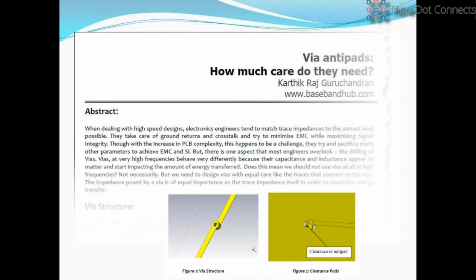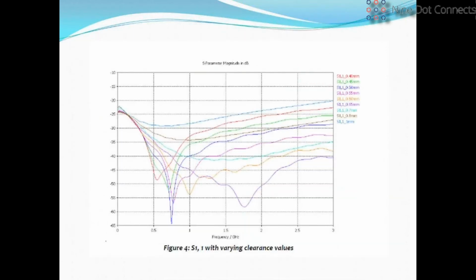This is a chart that shows the loss in decibels over a frequency range. You can see there's a great deviance, and these numbers on the right represent the anti-pads for a via that is the same size. By altering that anti-pad, the distance from your ground to the actual via structure, you can see it has a tremendous effect on the performance.